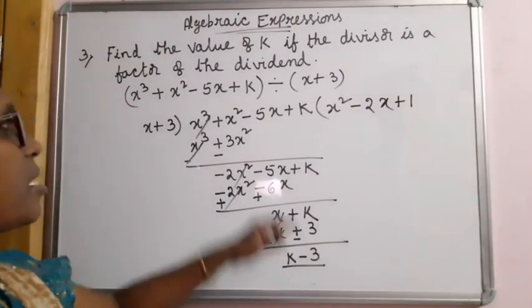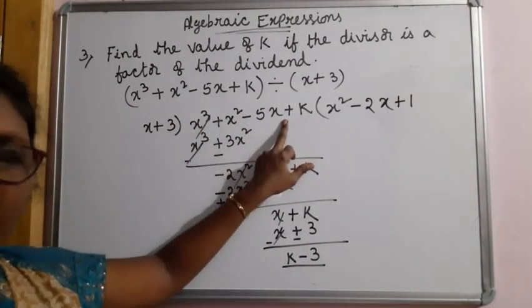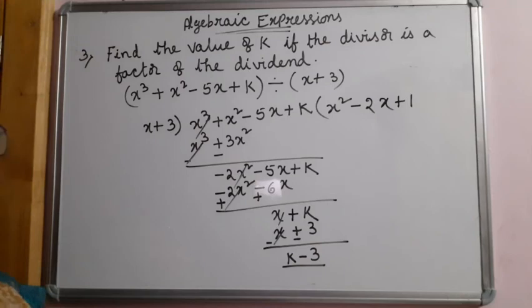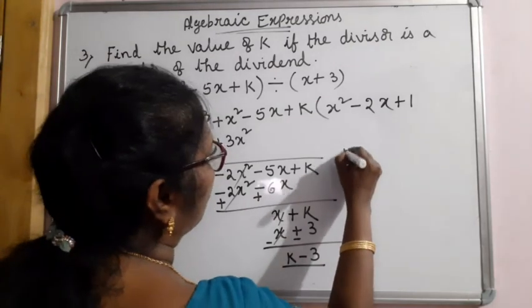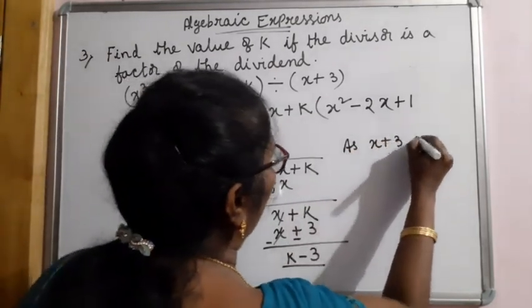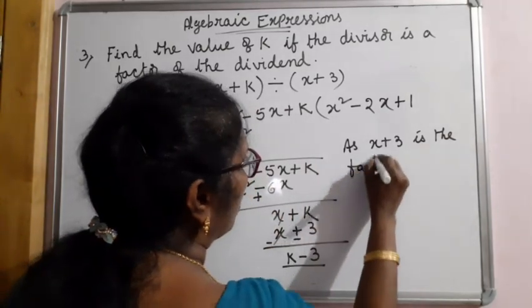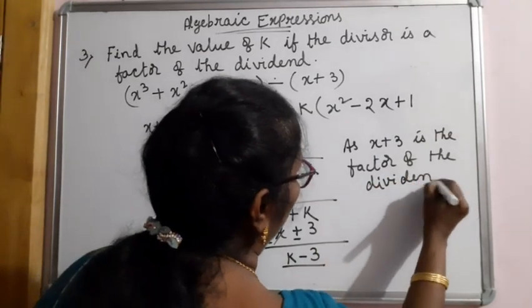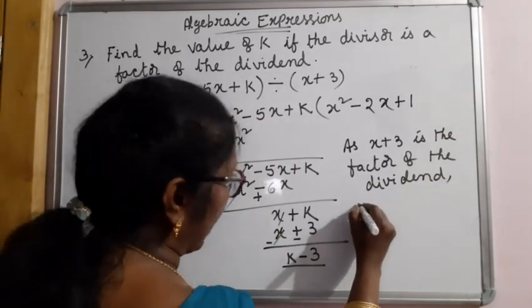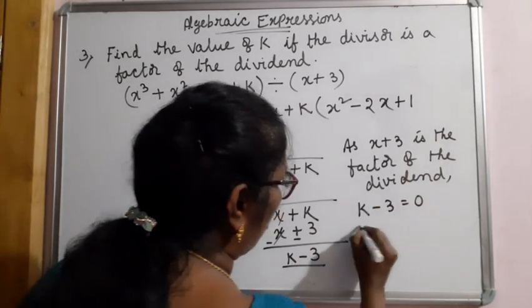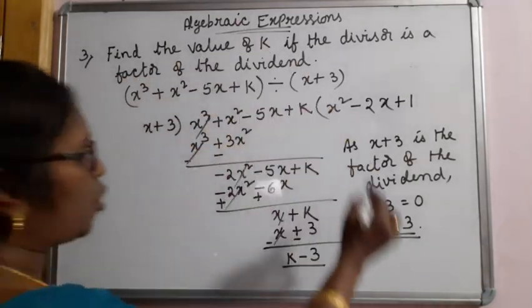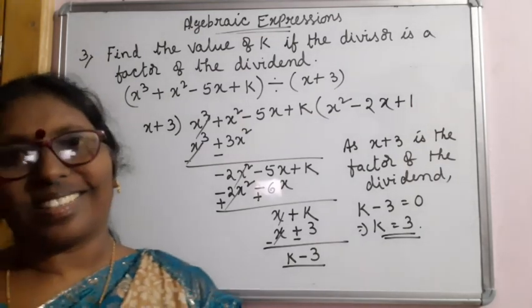And it is given that x plus 3 is a factor of this. If x plus 3 is a factor of the given polynomial, the remainder is 0. That means k minus 3 is 0, as x plus 3 is a factor of the dividend. The remainder k minus 3 is 0. That implies k is equal to 3. And the question asks to find the value of k. So the value of k is 3.